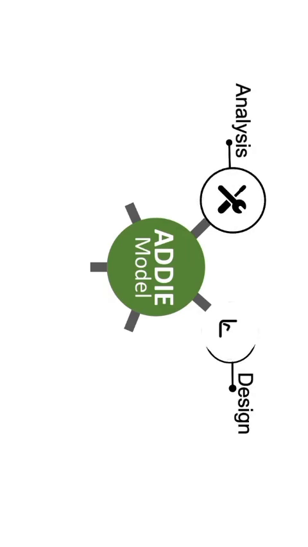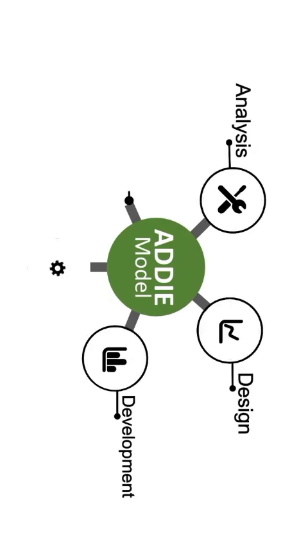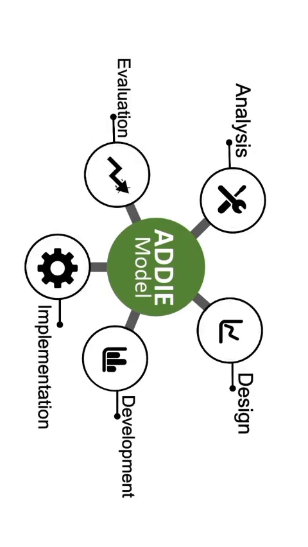Basically, ADDIE comes from a simple acronym since it's a five-step instructional model. Its name refers to the five different stages included in the process of creating an instruction. These are the analysis, design, development, implementation, and evaluation.